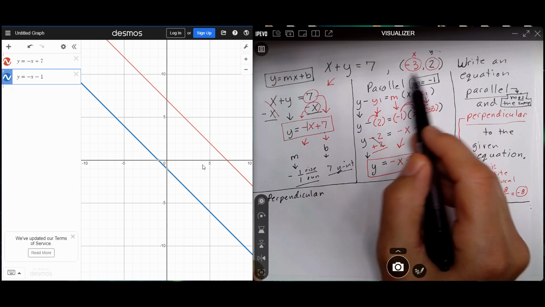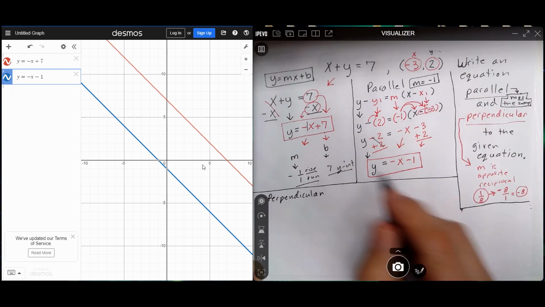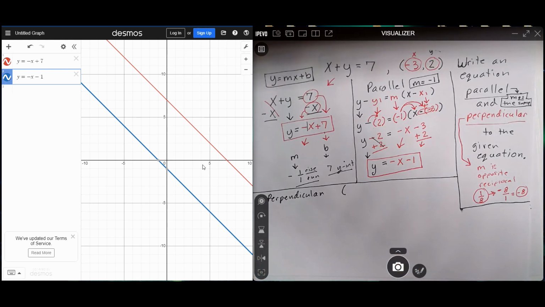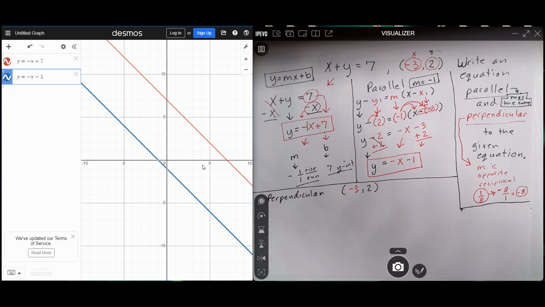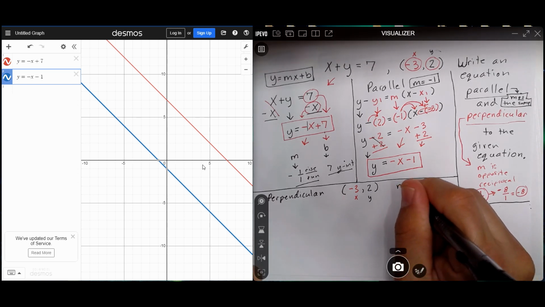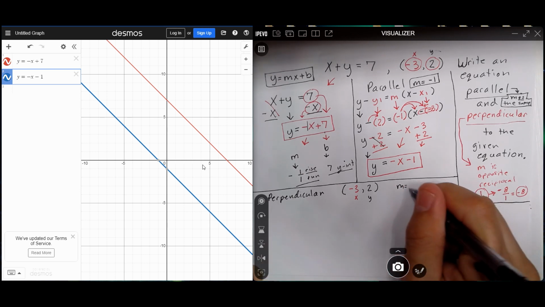Now first thing of all, let's write our point that it's going to go through. It's going to go through point negative 3, 2. So nothing's changing there. We have negative 3, 2. Right? That's my x value that I'm going to use in my formula. That is my y value. Now what changes is the slope, is m, right? Because notice our original slope was negative 1 over 1.